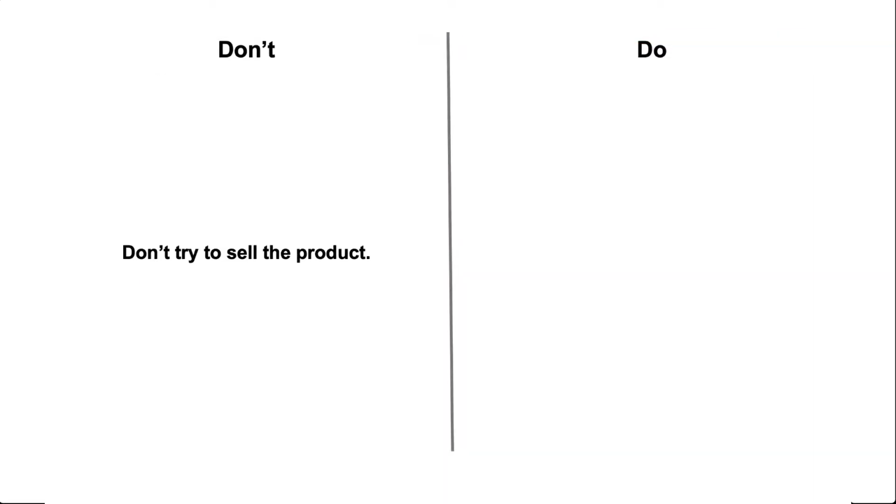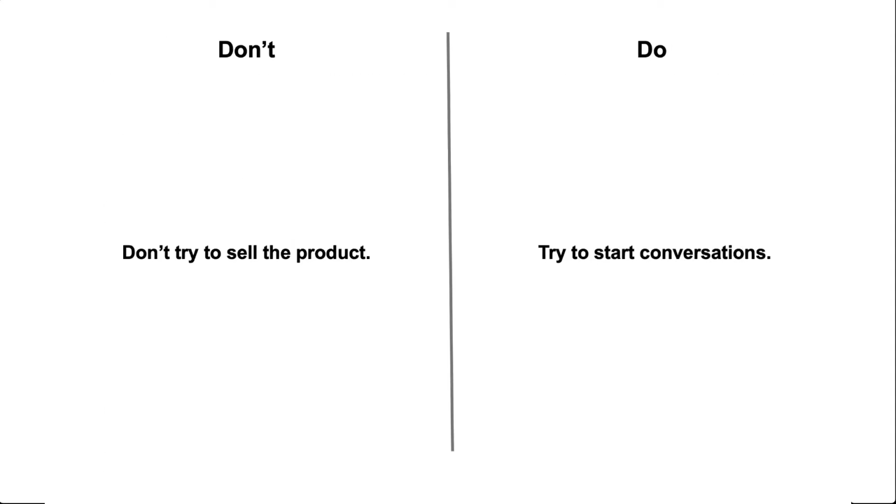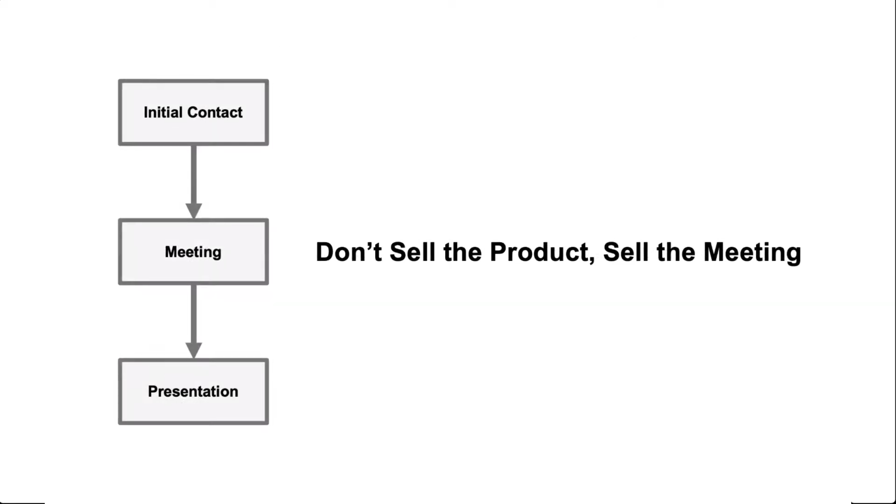Don't sell the product. If I go back to this message here, this salesperson is clearly selling the product. They're asking, are you looking to redesign your website? Can we schedule a meeting where I can discuss my services to you? So this is selling the product. And we've talked about this before: don't sell the product, just simply try to start conversations because you're trying to take the prospect through these sales process steps. If you're at the initial contact step, the next step is not to sell the product. If you're reaching out for the first time on LinkedIn through a cold email, the next step is not for me to purchase you to rebuild my website, right?